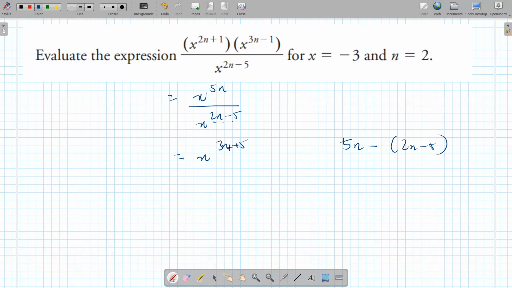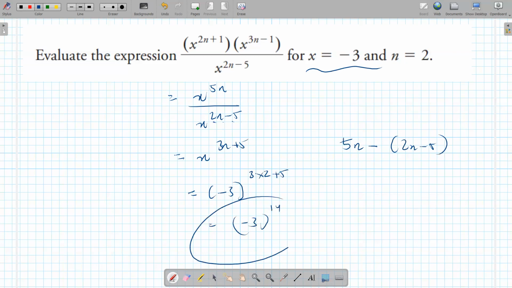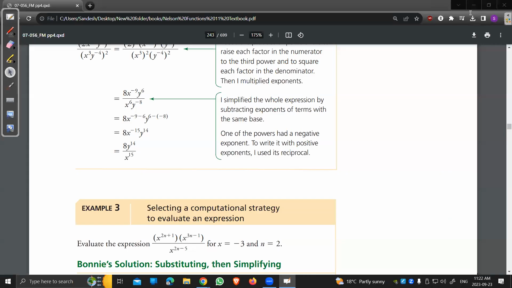So be careful there. Whenever you're subtracting something, just put the second term in a bracket, because it could be a double negative. If this was a plus here, then that would be a minus. If that's a minus, then that would be a plus. So just be careful there, subtracting that. And here, we're finally going to plug the numbers in. So x is -3, n is 2. So you get -3 to the 9 plus 4, which is 14, whatever that is. And that'll be the answer to the question.